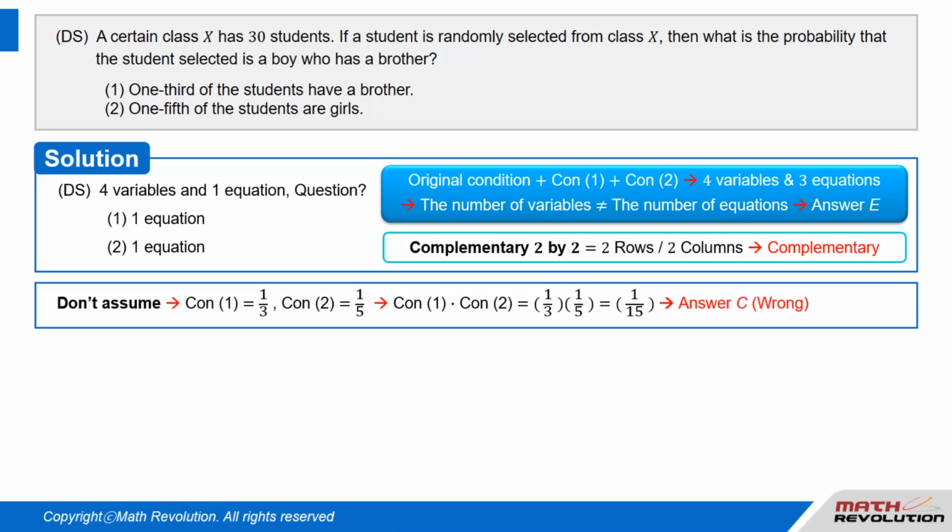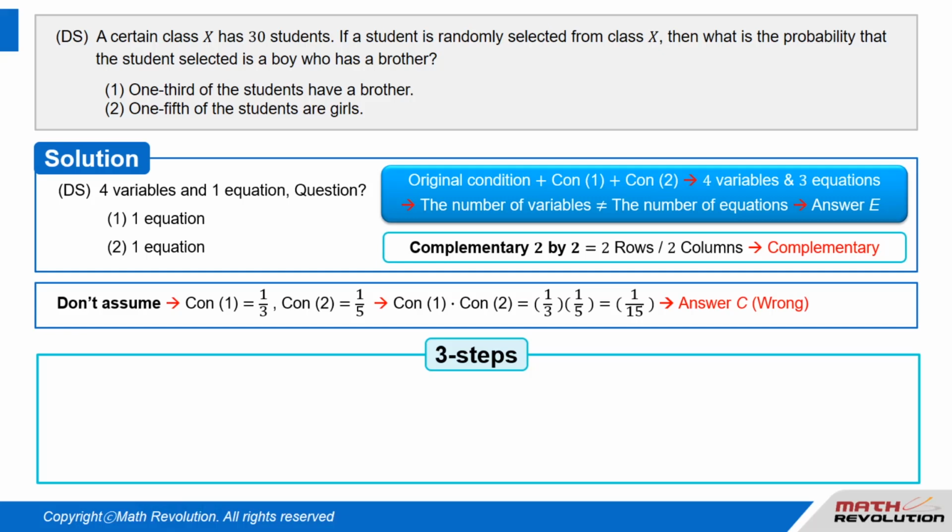Beware probability questions. Do not assume that condition 1 is 1/3 and condition 2 is 1/5, making conditions 1 and 2 equal to 1/3 times 1/5 equals 1/15. Be careful not to fall for this and choose C as the answer. Let's apply the 3 steps suggested previously.